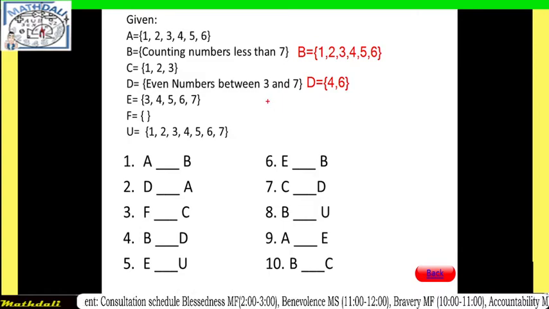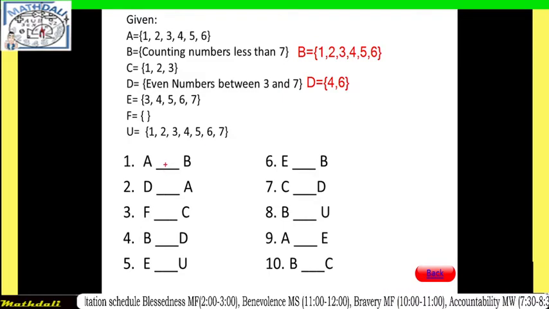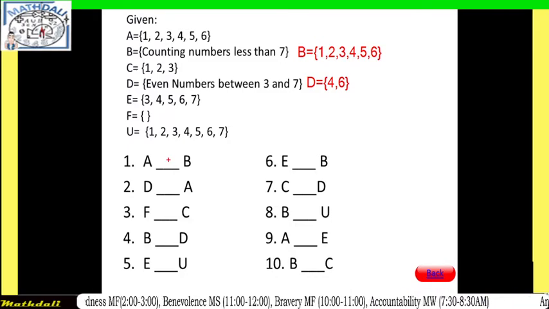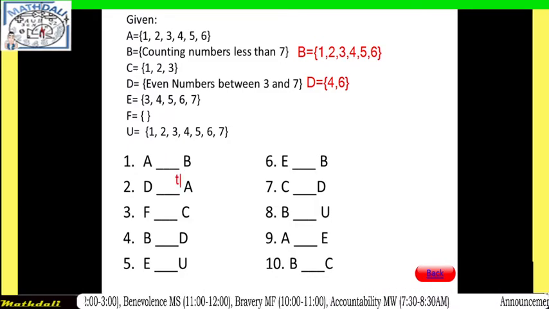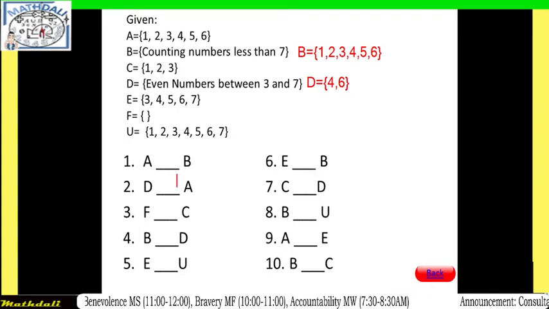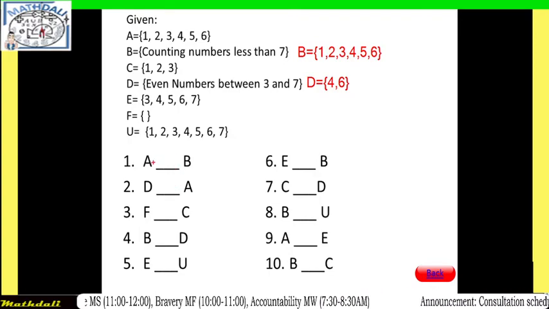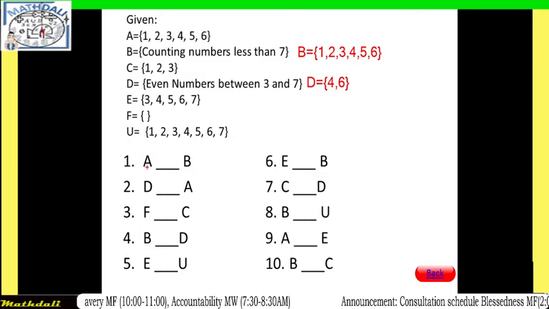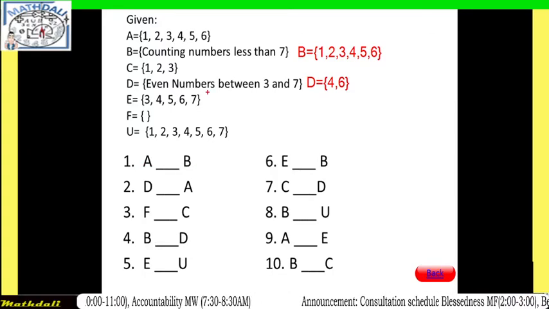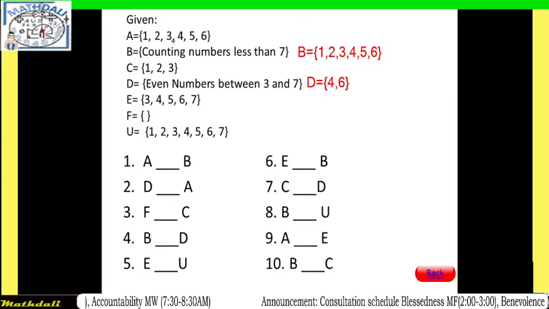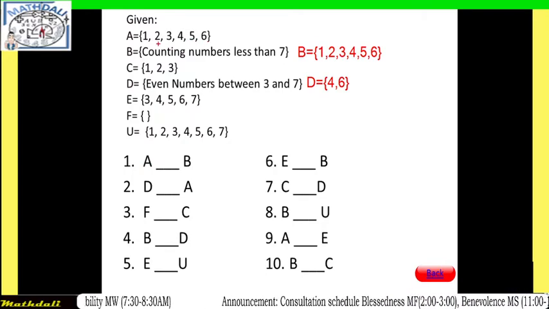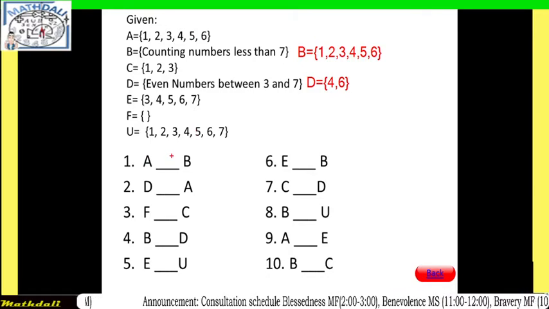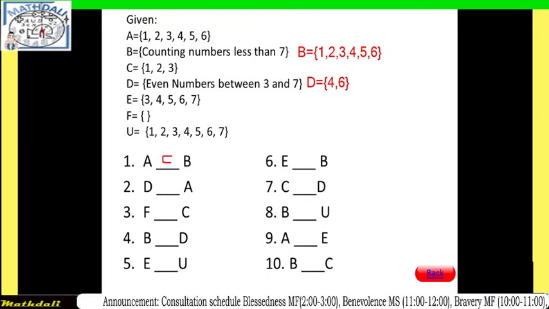So this time we are going to answer the following items by writing subset or not a subset. Number 1: set A and set B. Lahat ba ng element meron si set A ay makikita sa set B? 1, 2, 3, 4, 5, and 6. Lahat ba ng element na to ay nasa set B? Definitely yes. So that is a subset of set B.